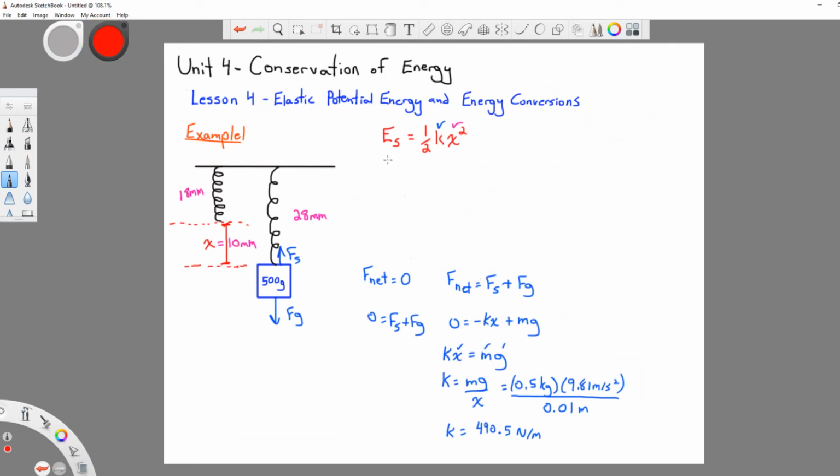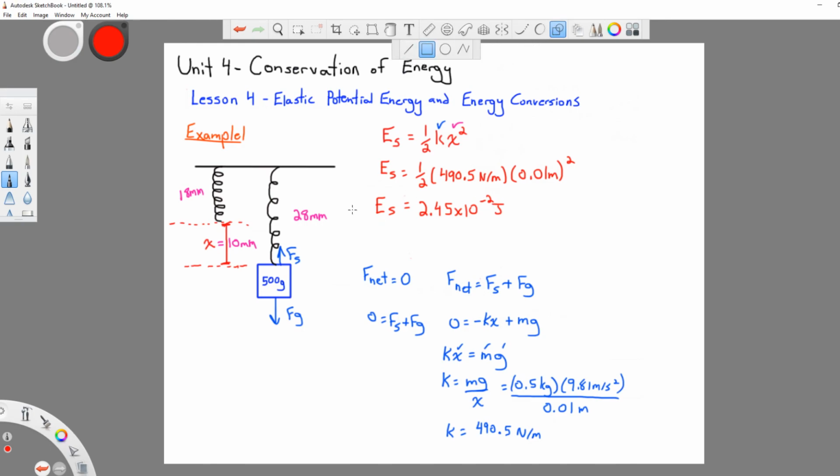Let's switch into red and say energy of a spring is equal to 1/2 times our new value here, 490.5 newtons per meter, times our x squared, so 0.01 meters all squared. So energy of a spring is equal to, I better also punch that one in. 0.01 squared times 490.5 divided by 2 works out to 2.45 times 10 to the negative 2 joules.